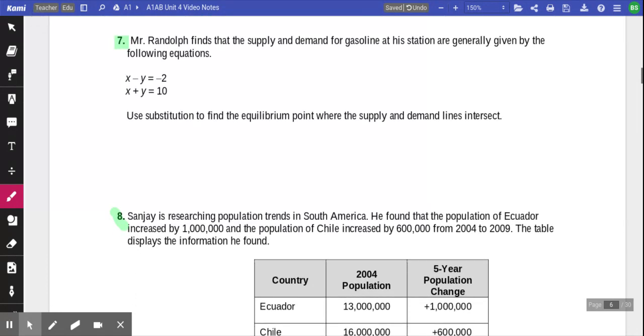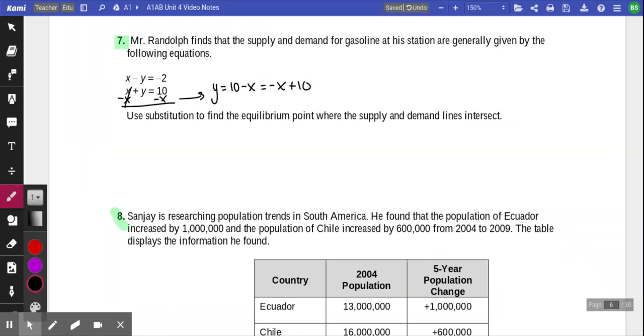Mr. Randolph finds the supply and demand for gasoline at a station are generally given by the two equations. We're going to find the equilibrium point where the supply and demand lines intersect. So we need to begin by solving one of these equations for one of our variables. I could do this quickly on the second one. If I subtract x from both sides, and I'll bring it over here to the right, what I'm going to get is y is equal to 10 minus x. You could write that if you want as negative x plus 10. They mean the same thing.